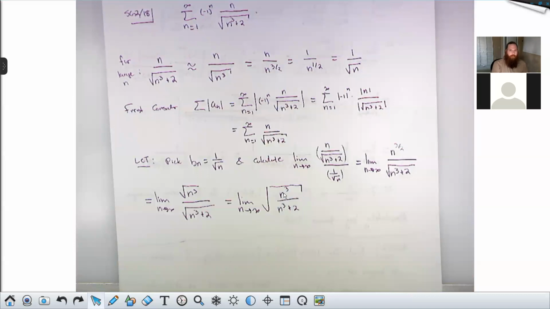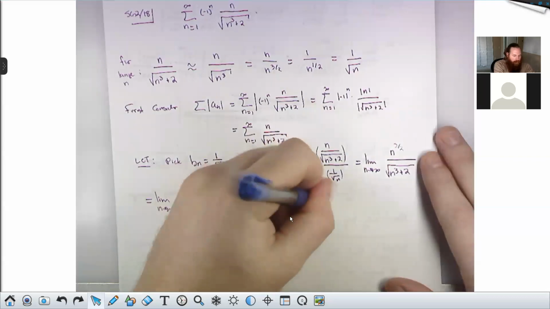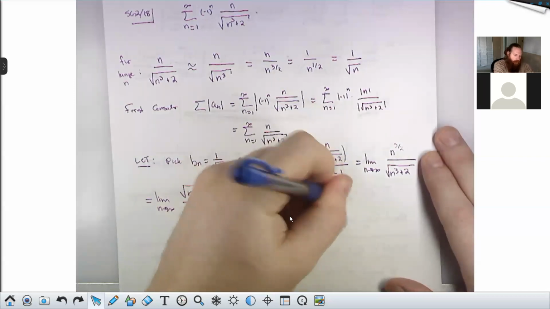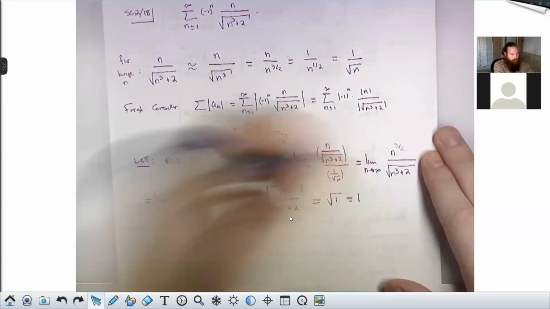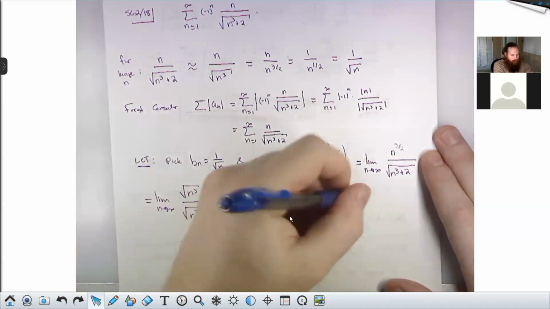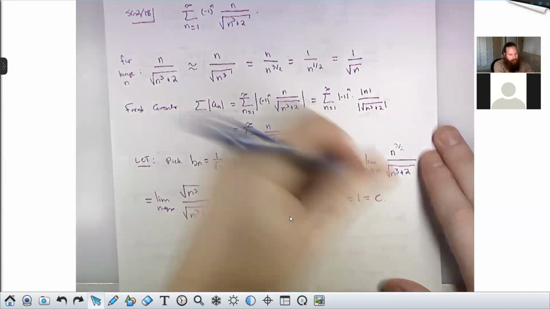We should be able to say, oh, well, the power of the top and the bottom here are the same. The lead coefficients are 1. Like right away, I recognize, yeah, the inside goes to 1. So this is the square root of 1, which is 1. So the number C from the limit comparison test is 1.